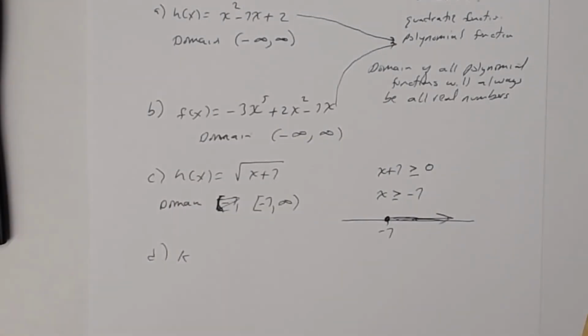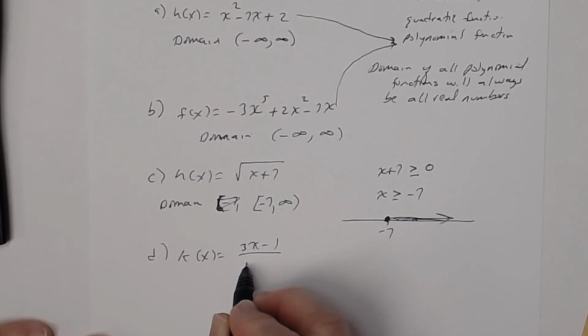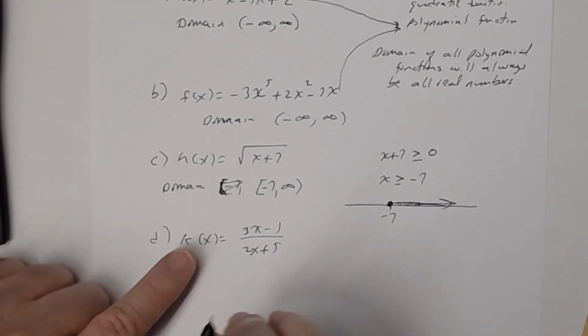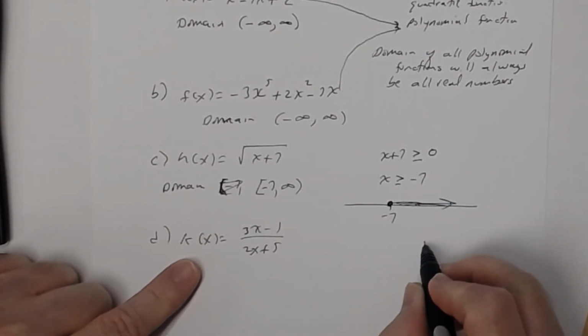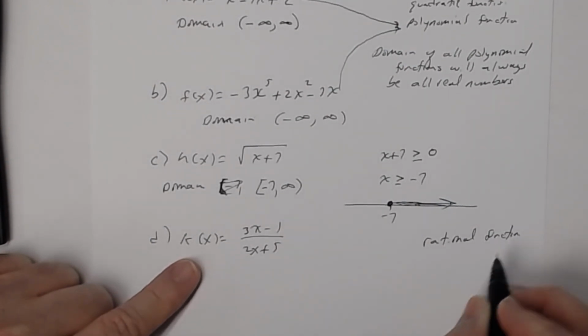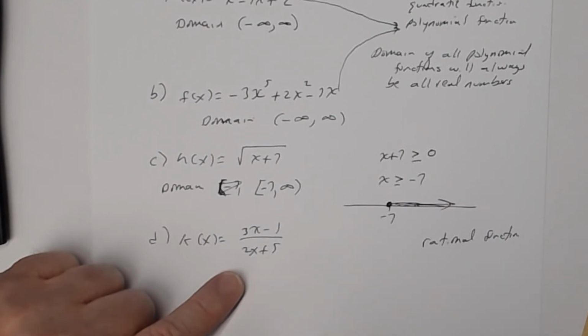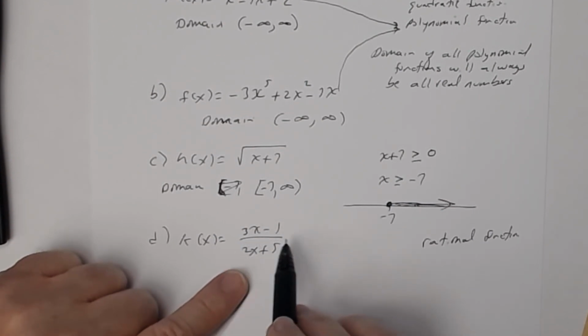All right? Okay, and then D, you have k of x is equal to 3x minus 1 divided by 2x plus 5. And so remember, this is a rational function, so let me go ahead and write it out. This is a rational function. And so when you have a rational function, remember your denominator can never be 0. So to find the domain of this rational function, you're going to set the denominator equal to 0.